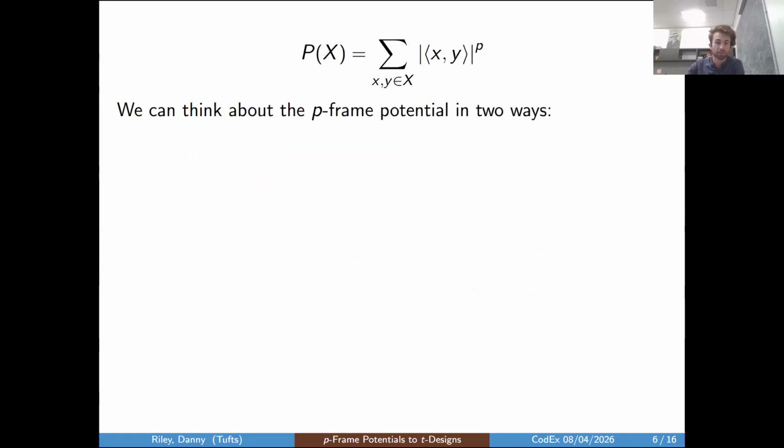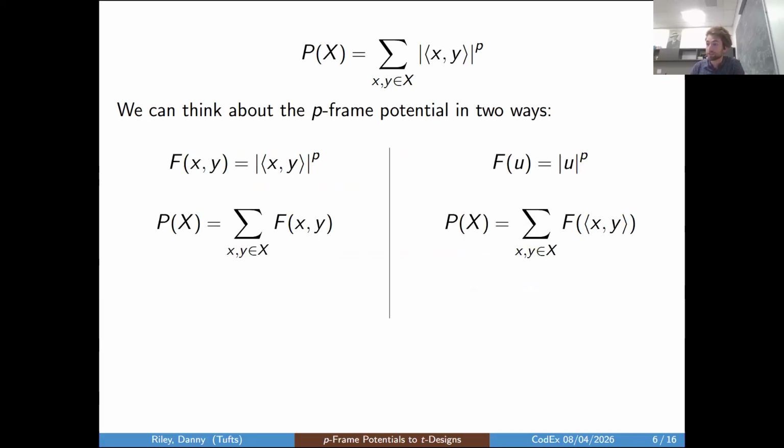Okay, so there's the P-frame potential again. I just rewrote it in case you forgot. We can think about the P-frame potential in several different ways, and here are two. On the left-hand side, I'm thinking of my potential F as a function of points that lie on the unit sphere. So X and Y are points on the sphere. And what is my P-frame potential? I'm just evaluating that raised to the P power, and I'm summing that up over all the points in my configuration.